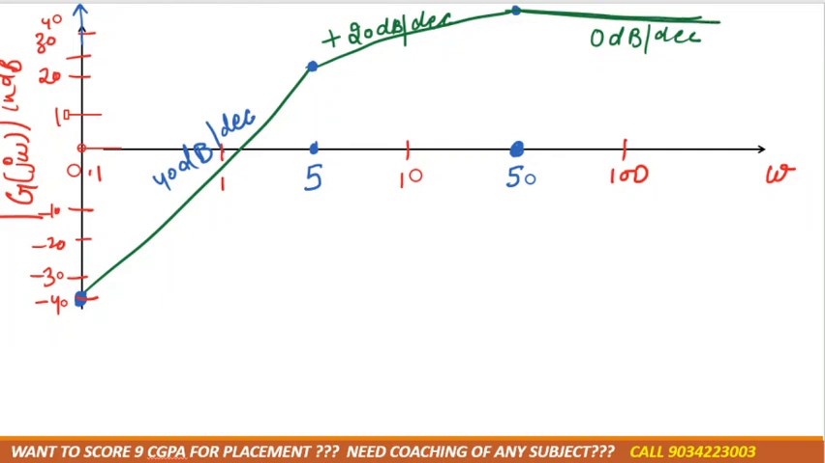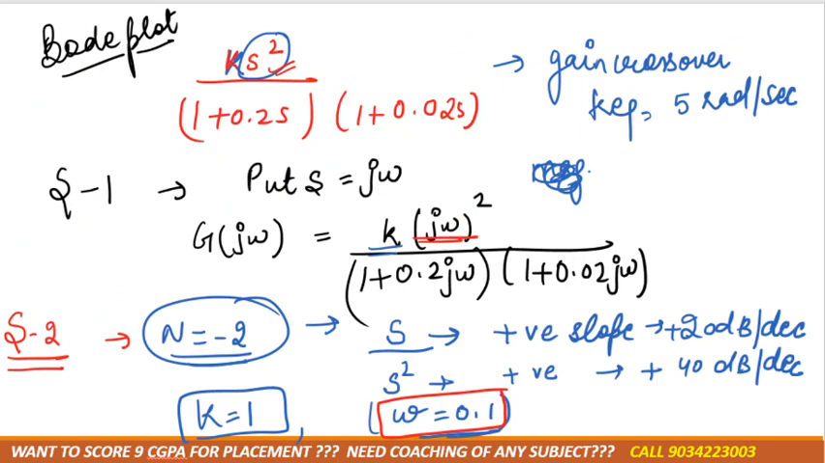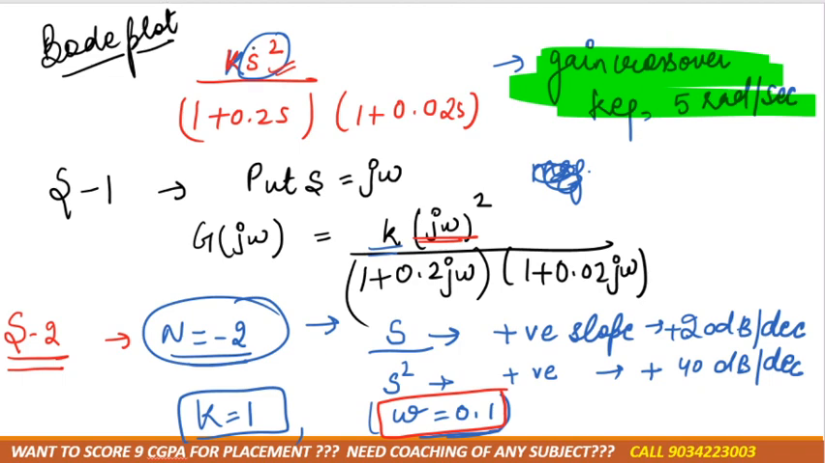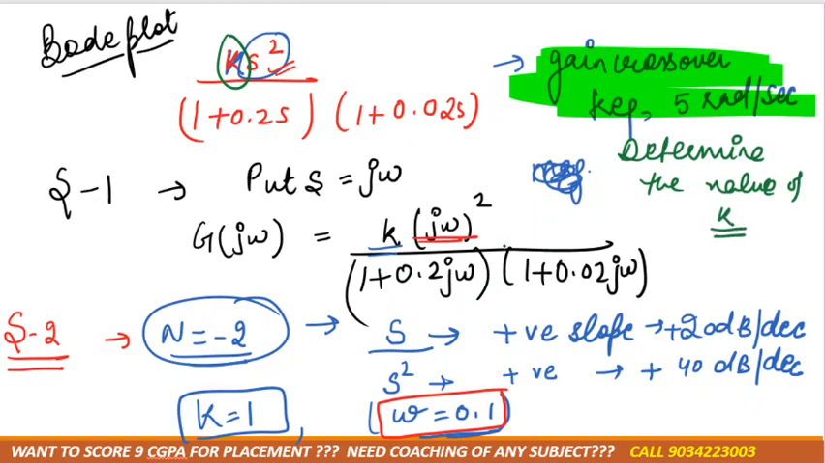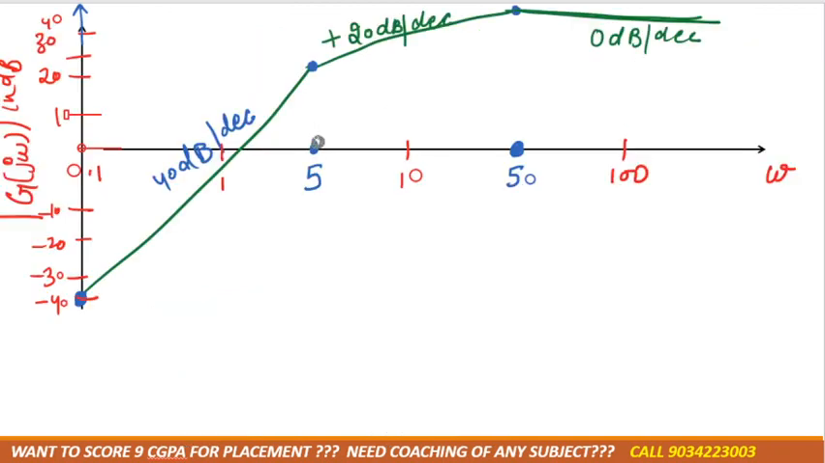Understood? Now, this is the simple graph they have asked for in this question. Back to the question, they gave you one more thing. They said that we have to determine the value of k when the gain crossover frequency is 5 radian per second. This k value we have assumed. Now we need to determine the value of k as well. So see how we can determine k from the graph. They said the gain crossover frequency is 5 radian per second, so we need to determine the value at 5 radian per second.